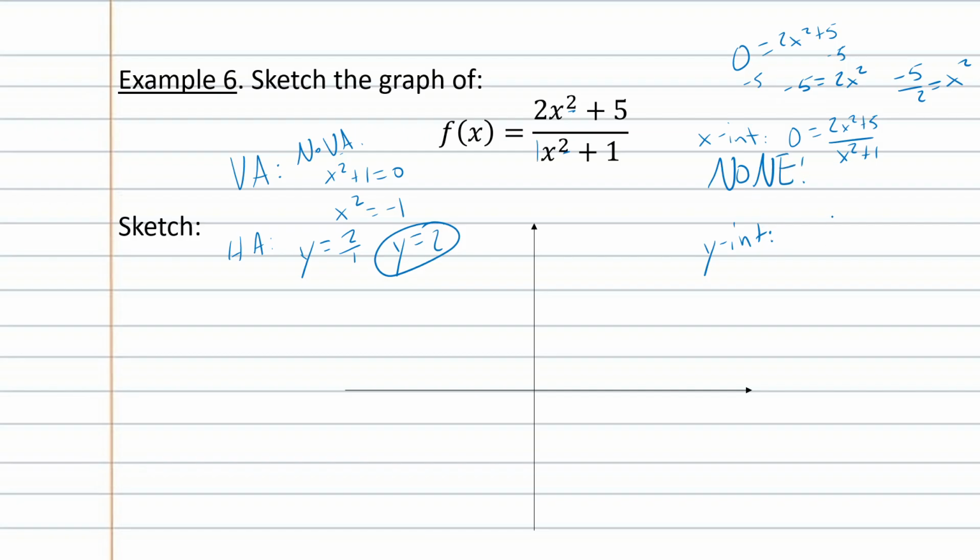Okay, well, how about my y-intercept? My y-intercept will be when my x equals 0. So y equals 2 times 0 squared plus 5 over 0 squared plus 1. So looks like I have a y-intercept at y equals 5. So that would look like x equals 0 and y equals 5. So now I have my y-intercept. I don't have an x-intercept. I don't have a vertical asymptote, but I do have a horizontal asymptote. And I can use that in combination with my TI calculator to help us come up with the sketch.